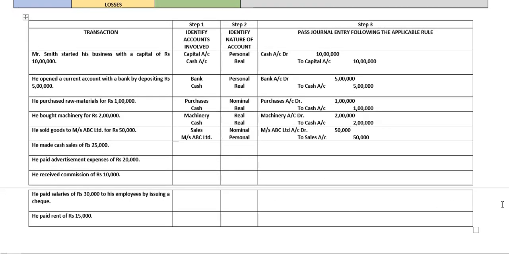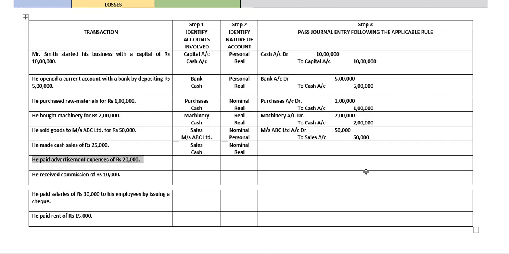Now let's go to another entry. In this case, he says he made cash sales of 25,000. Again, we know one account involved is sales, and since they have specified it specifically that it is for cash, we know the second account. Again, we know sales is a nominal account as already discussed above, and cash is a real account as already known. Sales, as we already know, is a nominal account and is credited because the rule says credit all incomes and gains.